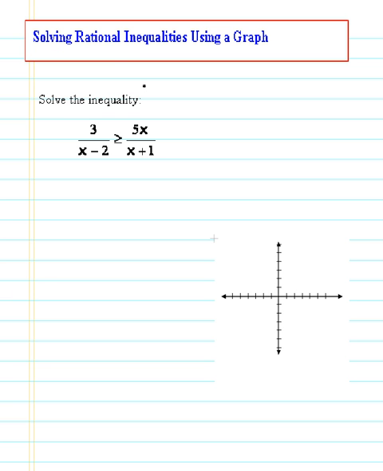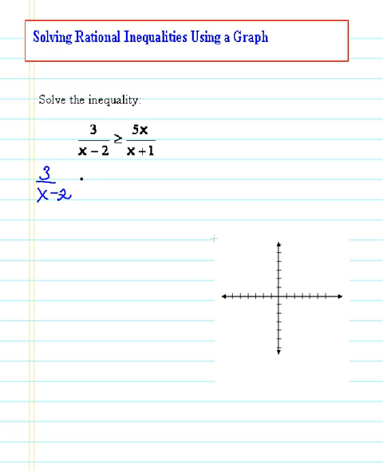In this final podcast, we're going to be solving rational inequalities using a graph instead of a sign chart. To begin a problem like this, in this particular example, we have two rational functions that are being compared to each other. It's much easier to solve if we compare to 0. So the first step will always be to set it equal to 0.